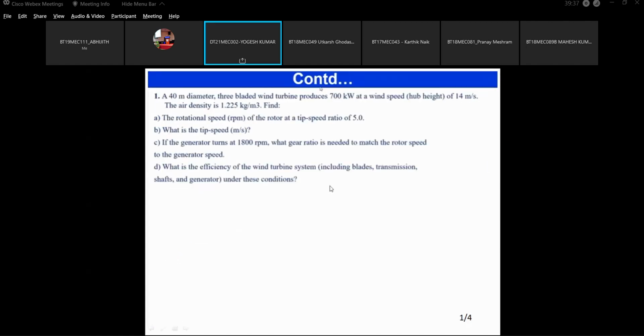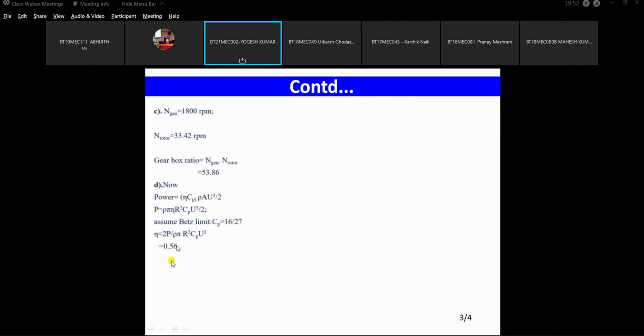Because in the question, the efficiencies for generator, shafts, and transmitter or blades are not given. So this value for efficiency is the overall efficiency.